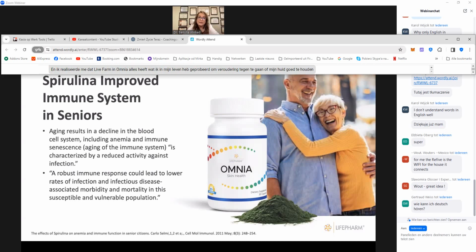And aging, of course, is connected to infection. Aging is connected to morbidity, mortality. So Omnia is basically the vitamin to go for, or a supplement to go for if you want to have the correct amount of minerals, if you want to have vitamins in your body. Spirulina is there. Now, spirulina is the very strong protein that is part of this product.